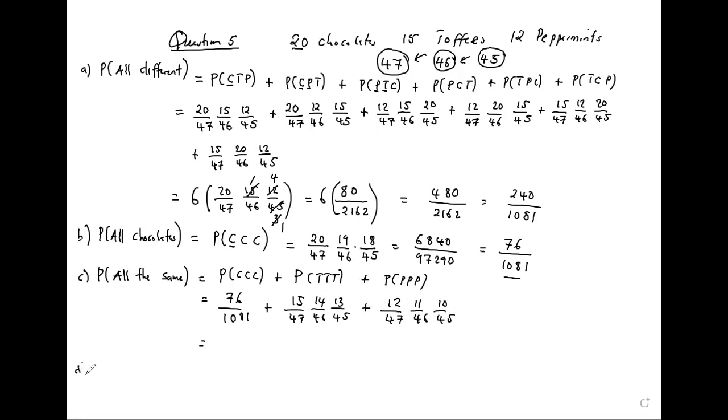And then D, the probability that they are all toffees or peppermint. You just pick this number plus this one, where we have all toffees or peppermint.